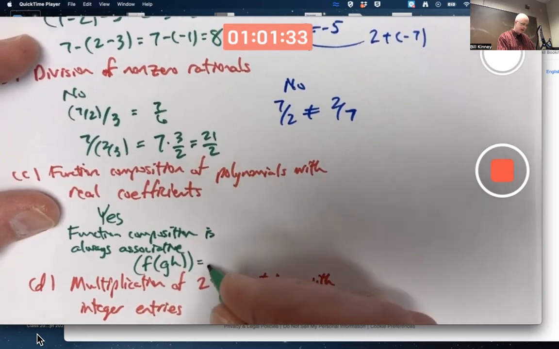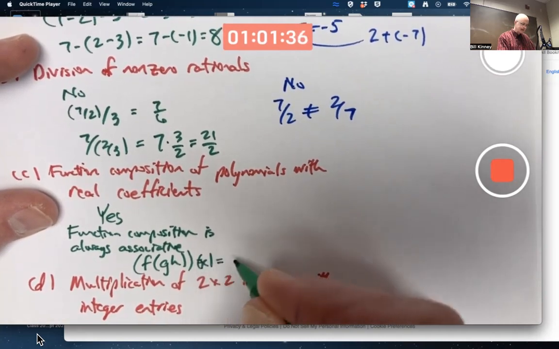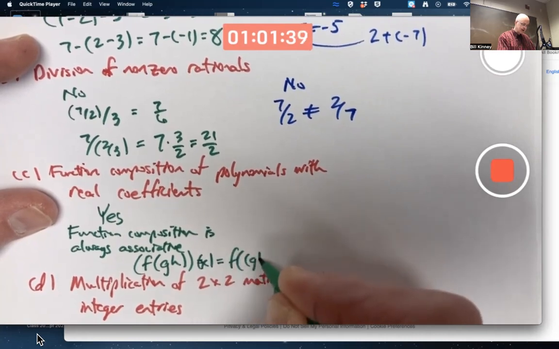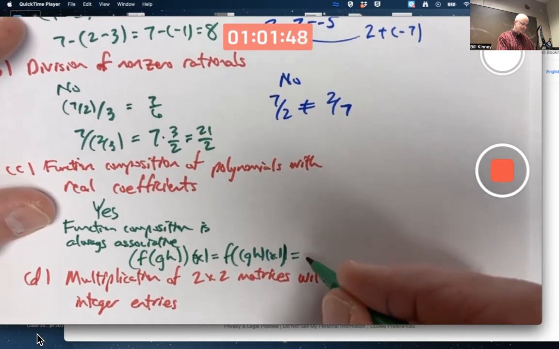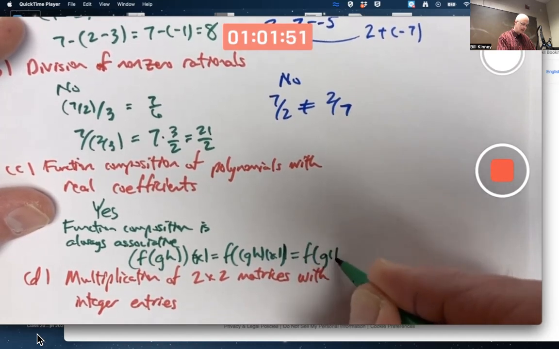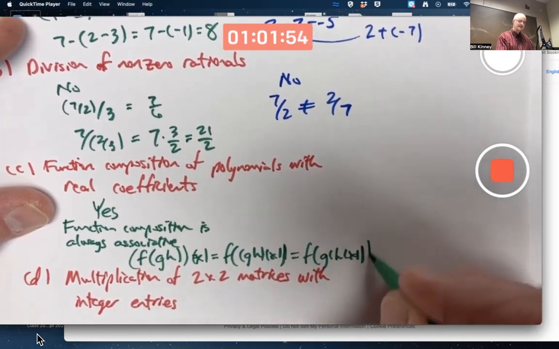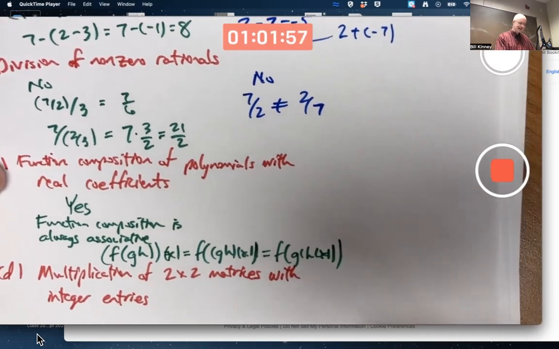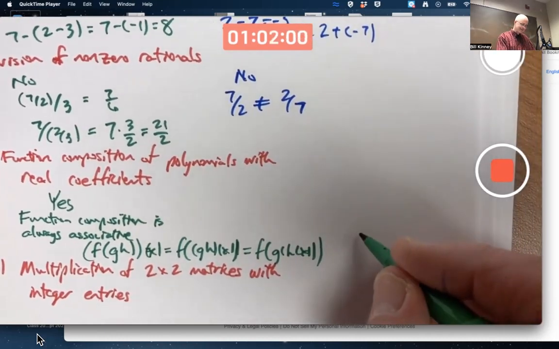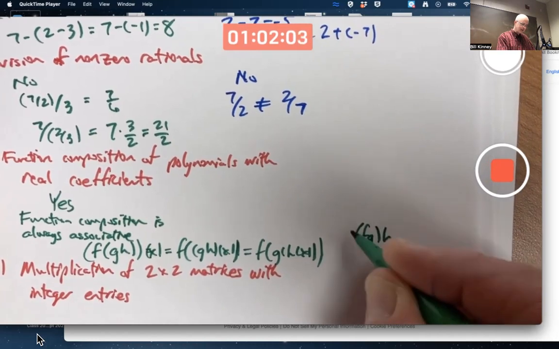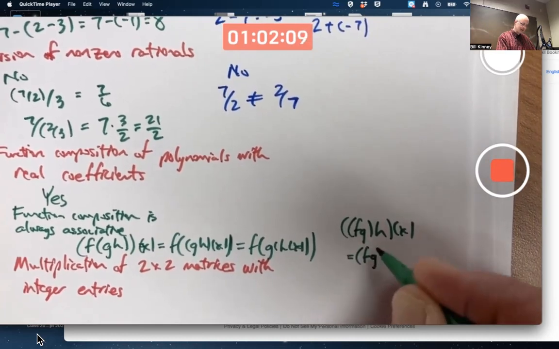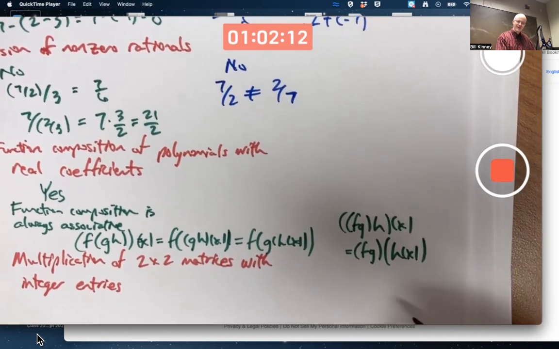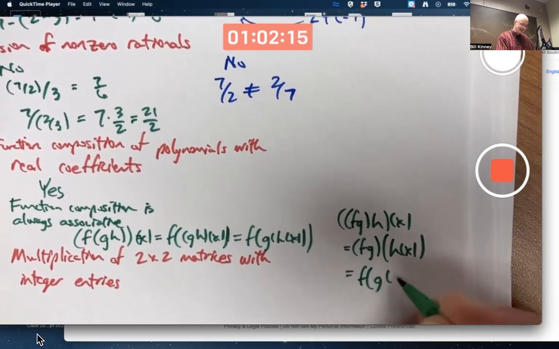What does that equal? By definition, at a value of x, it equals F of G compose H of x. Parentheses get a little overwhelming here, which equals, by definition, F of G of H of x. Yikes. Does that also equal F compose G compose H of x? By definition, that's F compose G of H of x, which by definition is F of G of H of x.